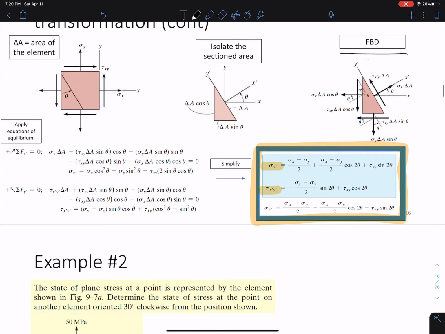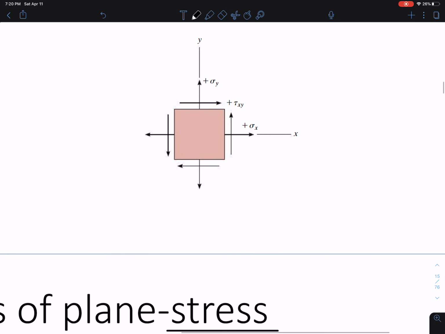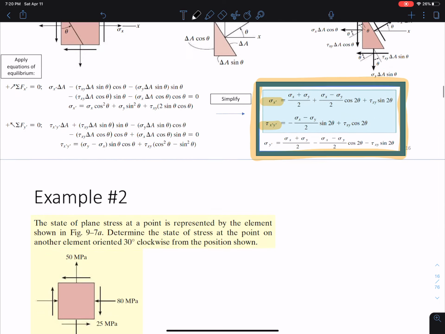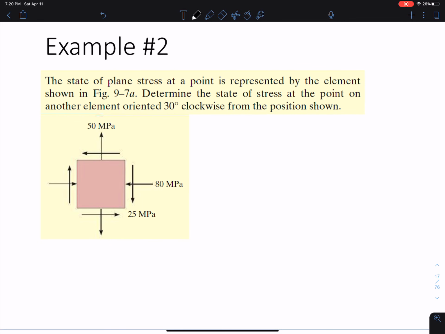So we want to look back to this sample image here, and we always want to refer to this and say the positive x is in this direction, positive y is here, and the tau xy has to be going towards that top right corner. So we want to ask ourselves here, is sigma x going, let me draw the x and y actually, this might help.